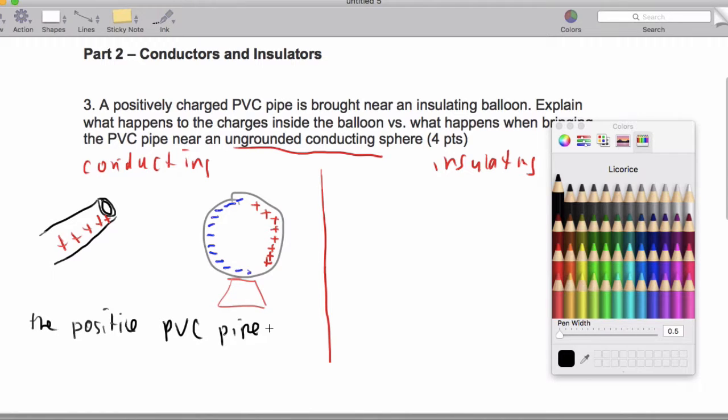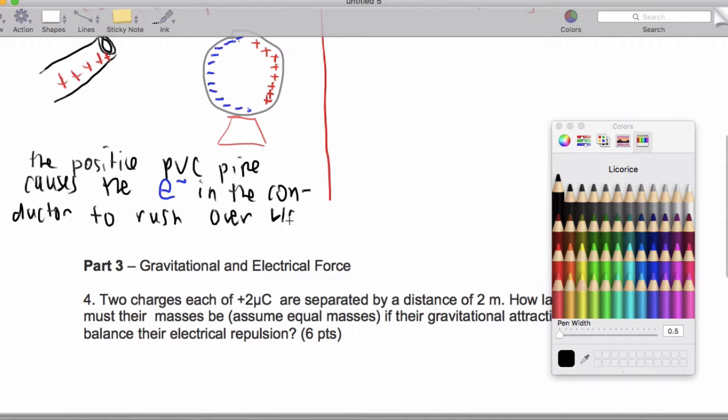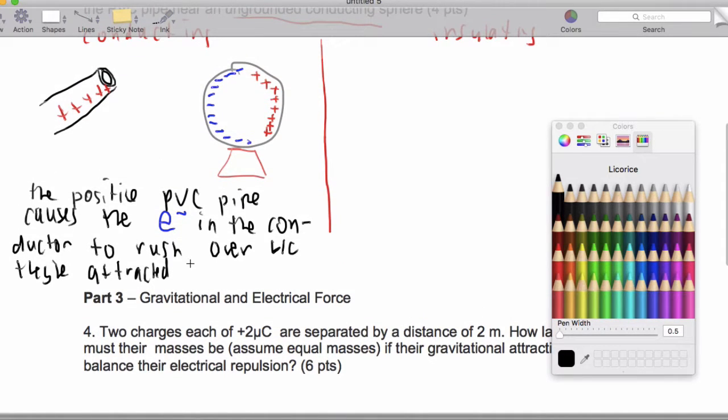PVC pipe causes the, okay, I'm going to use some chemistry knowledge here, electrons, I don't want to write that out, in the conductor to rush over because they're attracted to the PVC pipe. There we go. So that's what happens with the conductor.